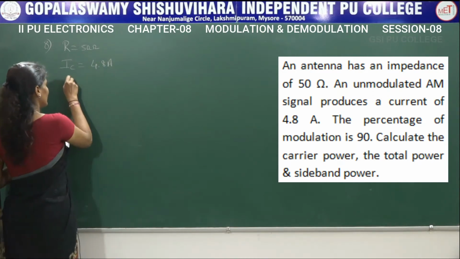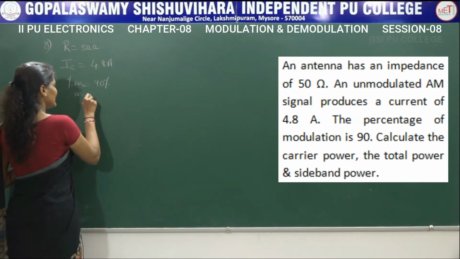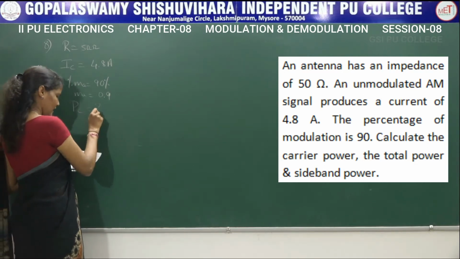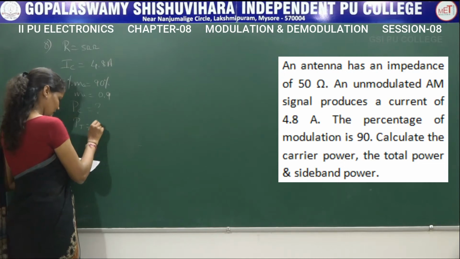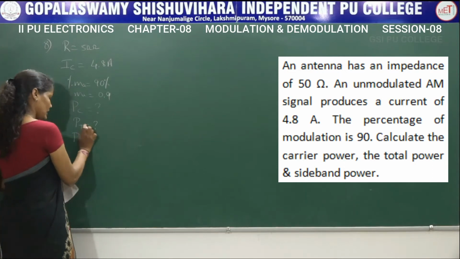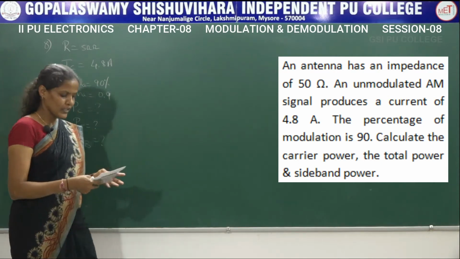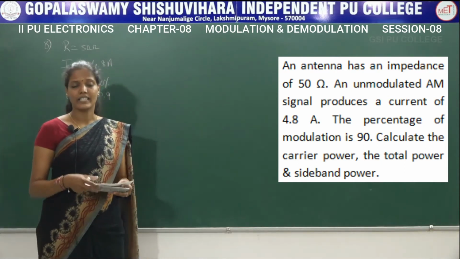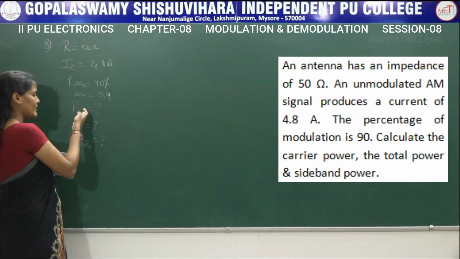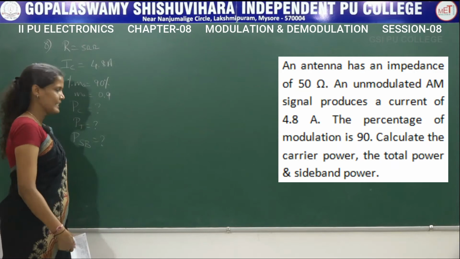The percentage of modulation, that is percentage MA, is equal to 90%. So MA is equal to 0.9. Calculate the carrier power, that is PC, the total power, that is PT, and the sideband power, which is equal to PLSB or PUSB, or sideband power PSB. So in this problem, the antenna resistance is given, and the total power, carrier power and the sideband powers you have to find out for the given value of R and IC.